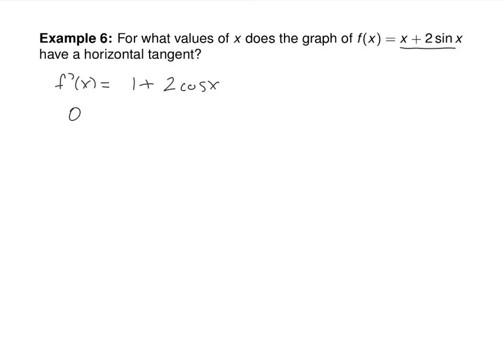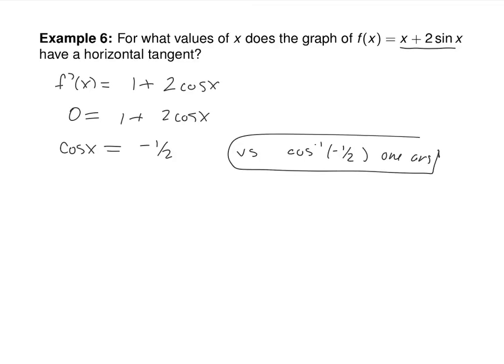So you're solving 0 equals 1 plus 2 cosine x, or cosine x equals negative 1/2. Now, will this have infinite answers or one answer? Infinite answers. Does that make sense? Because versus cosine inverse of negative 1/2, that has one answer, right? This thing will have infinite answers. Okay.